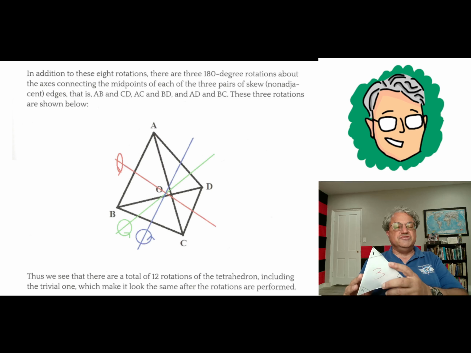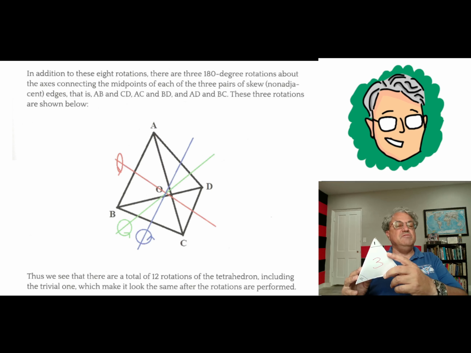So we can take that point, and we can also take the opposite point. So for every edge, there's another edge that's skewed to it. There's exactly 2 edges that don't meet at a vertex. We've got 3 pairs of edges like that. We've got the pair of edges, the pair of midpoints. So we've got the midpoint of AB, and then opposite that we got the midpoint of CD.